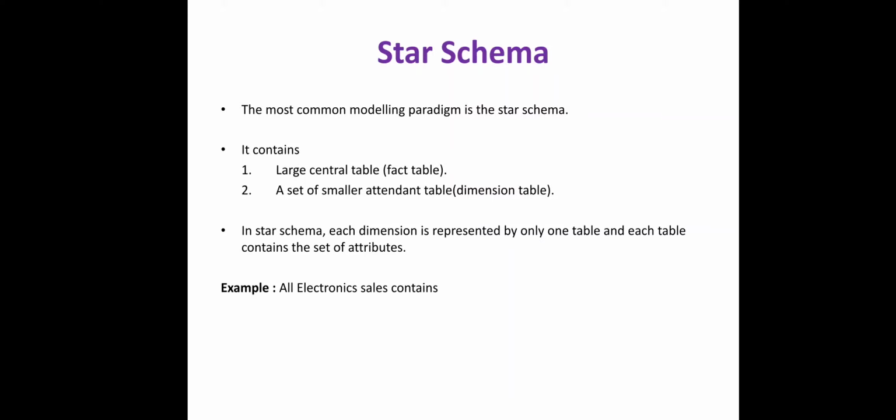suppose I am considering the example of all electronics sales. In this example, we have one fact table called a sales table, and four dimension tables. What are the dimensions? Time, item, branch and location. These are my four dimension tables in our example. So, let us see how we can store that.